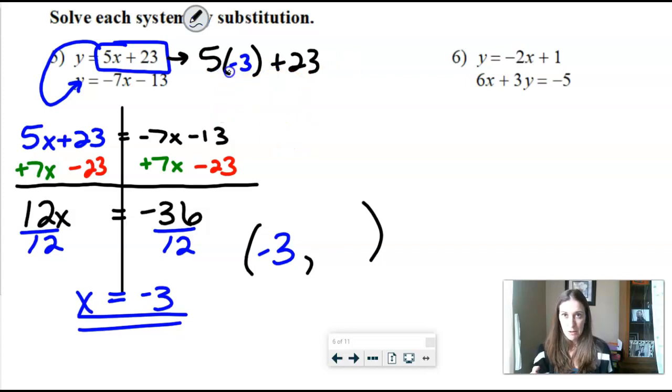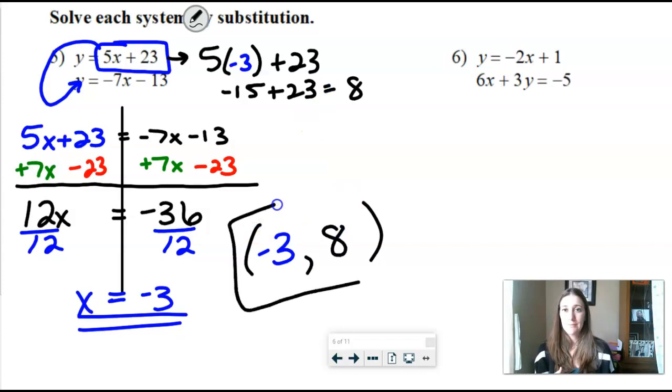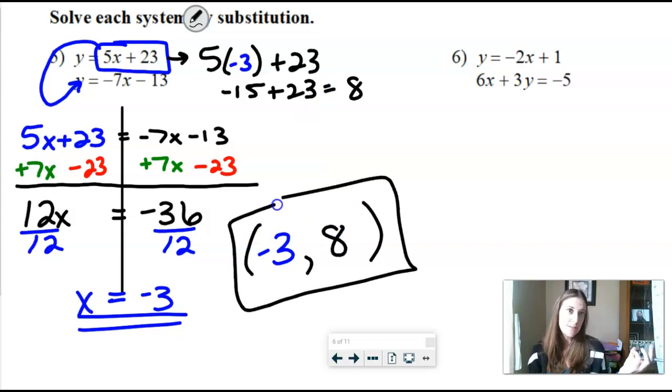So, super mental math. Negative 15 plus 23 is 8. So it turns out y is 8. That's substitution: taking one equation piece and plugging it into the other one for that variable. It only works when you can actually solve for one of the variables first. So number 6 is a great candidate for substitution because it already has y solved for.